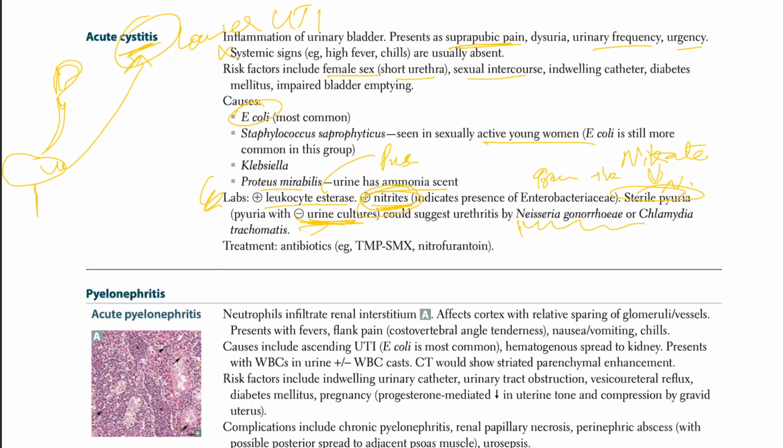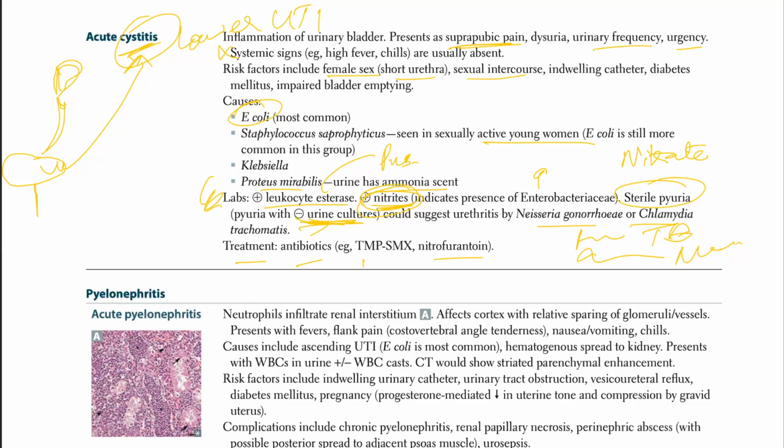Okay, treatment. Well, one more thing here. When you have sterile pyuria, you are going to think about these two bugs, but on top of that, you're going to think about renal TB or interstitial nephritis. Okay. Treatment: antibiotics, for example, trimethoprim-sulfamethoxazole or nitrofurantoin can be given.